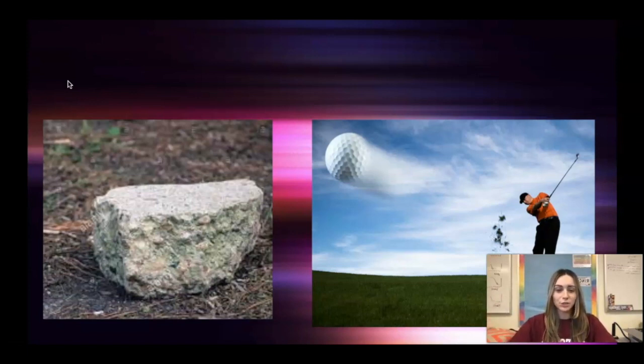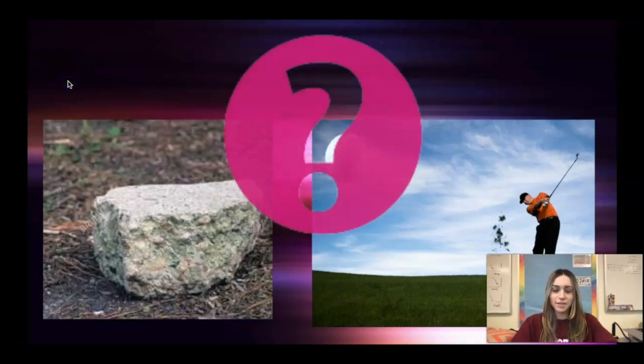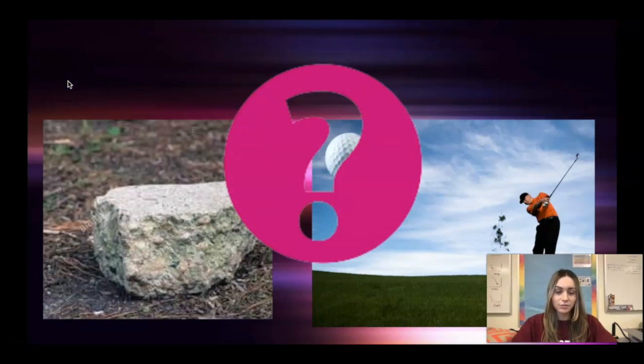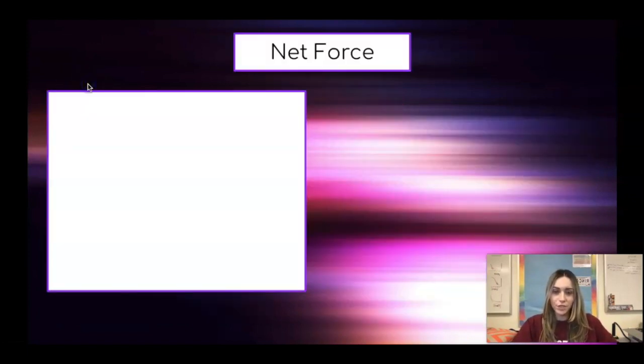So why is it that these two objects are experiencing such different types of motion? The answer behind this lies in the idea of a balanced versus unbalanced force. In order to determine if a force is balanced or unbalanced, we must first determine the net force acting on the object. So let's talk about what that means.